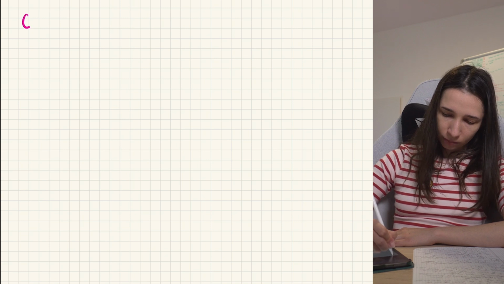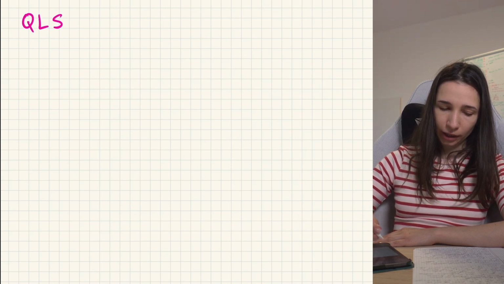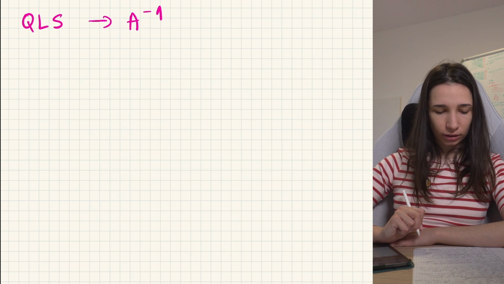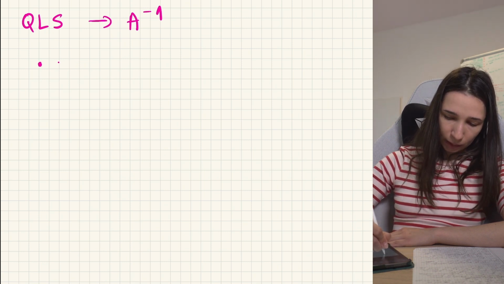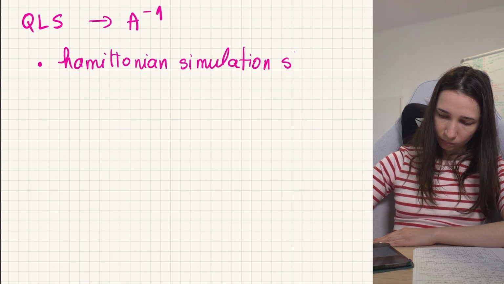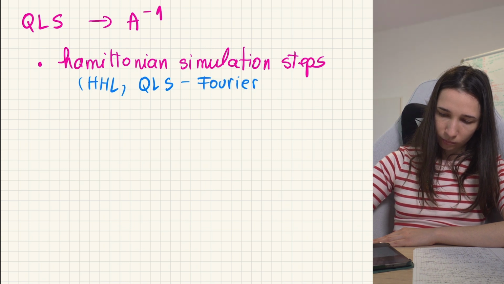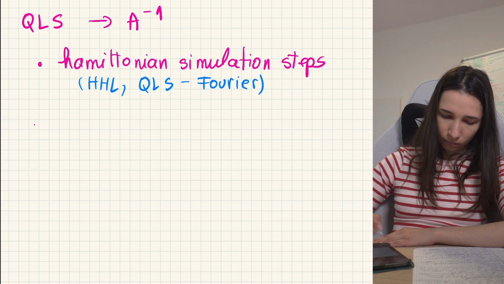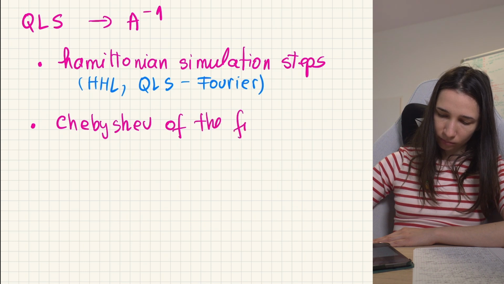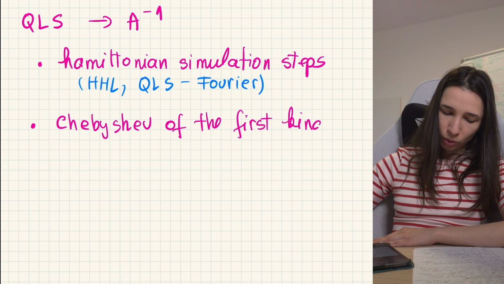As said earlier, quantum linear solvers implement a matrix function of A, which is the approximation of A inverse. These approximation functions are sums over Hamiltonian simulation steps for HHL and QLS Fourier, or Chebyshev polynomials of the first kind prepared with block encodings.